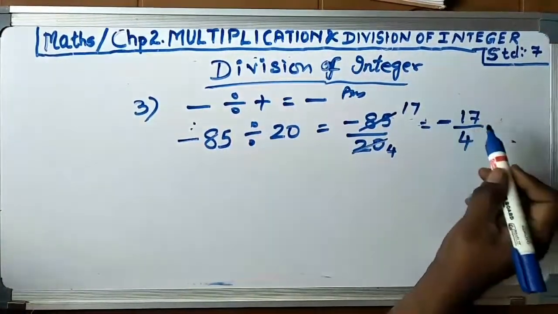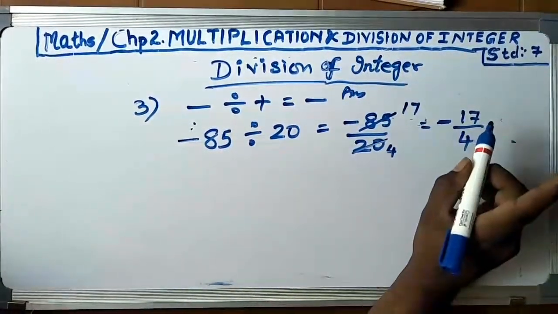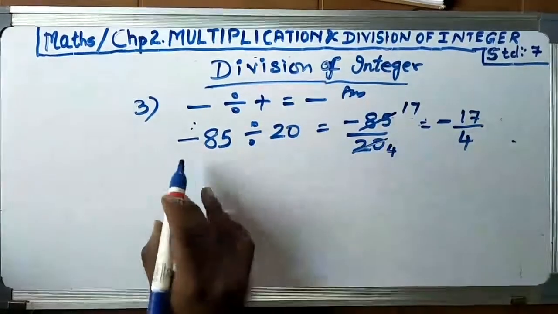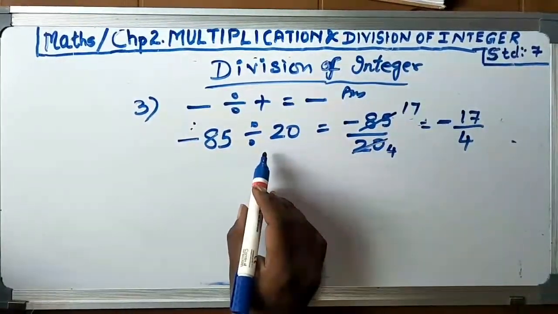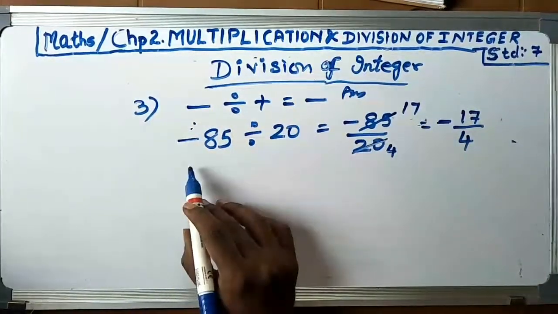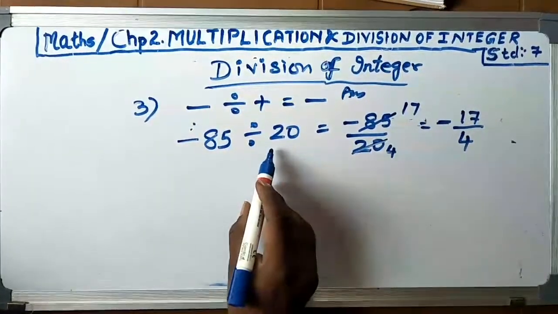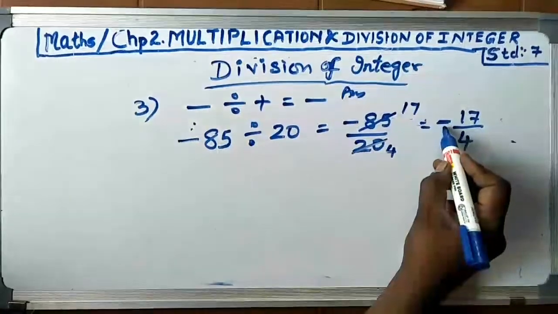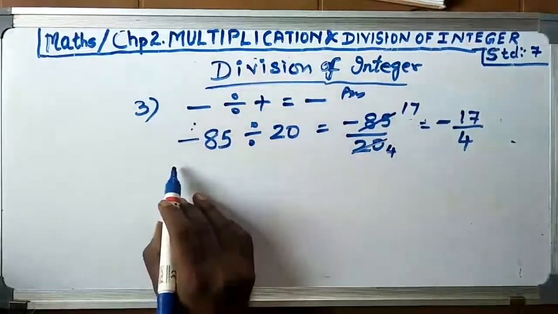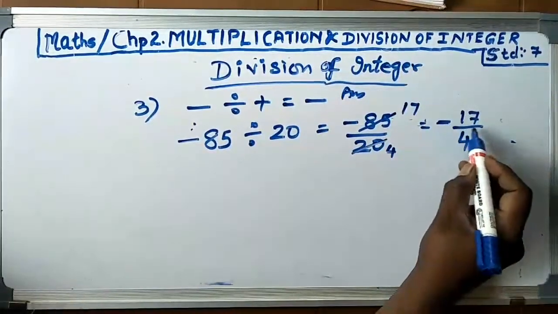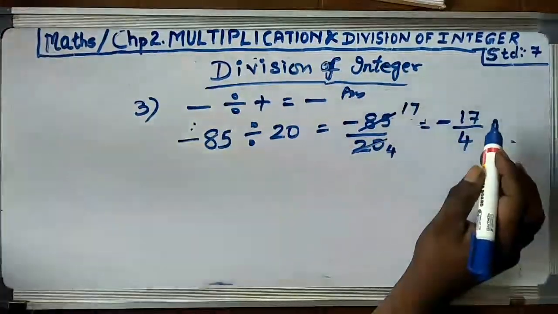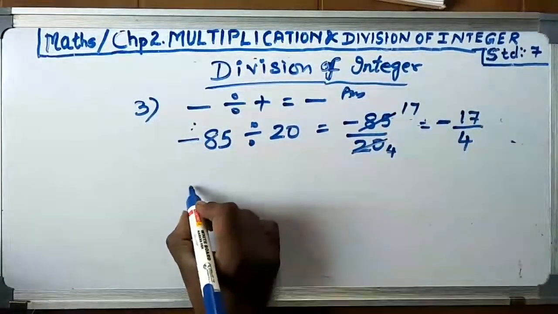In the answer you have to write a negative sign. Remember the same formula which you did for multiplication. One side plus, one side minus. That means if on one side plus and on the other side minus is given, then you have to write minus. If one side minus and the other side plus is given, then also you have to write minus in the answer. I'll do one more sum.